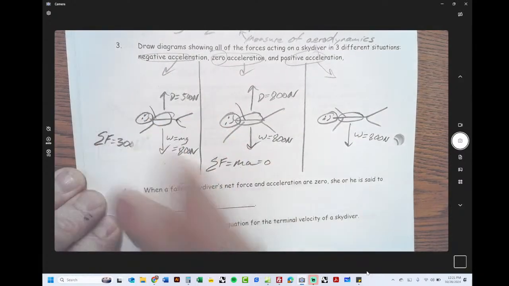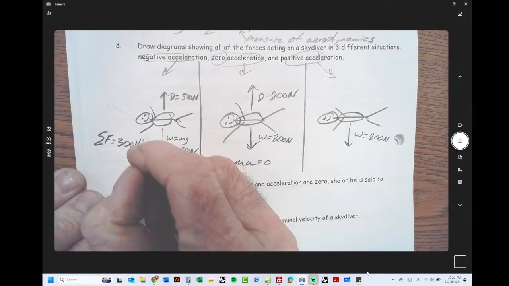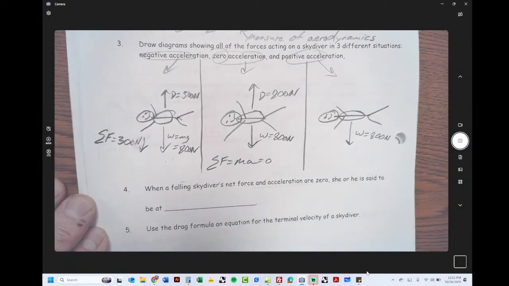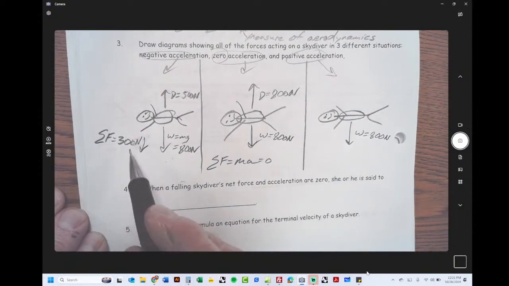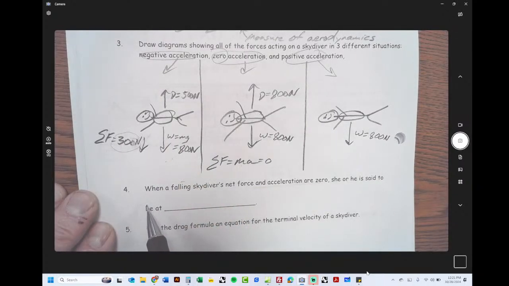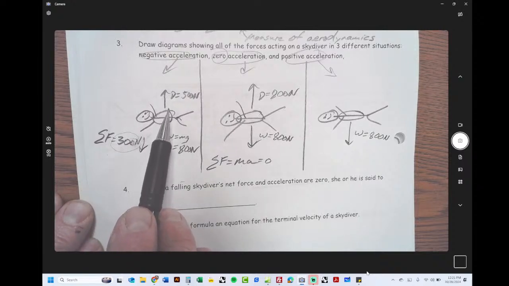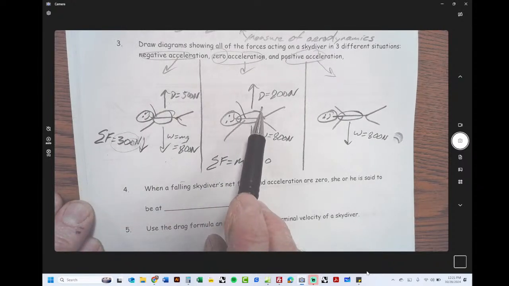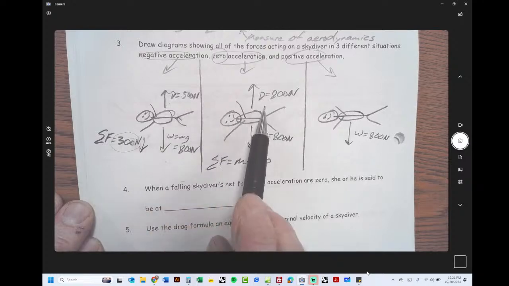Sorry, I don't like the way I did the arrow and then the unit. 300 newtons downward. And so if you wanted to, you could say that equals their mass times their acceleration. You could figure out how fast they're accelerating downward. And why would the drag be smaller here than it is there? What causes your drag to change as you fall?